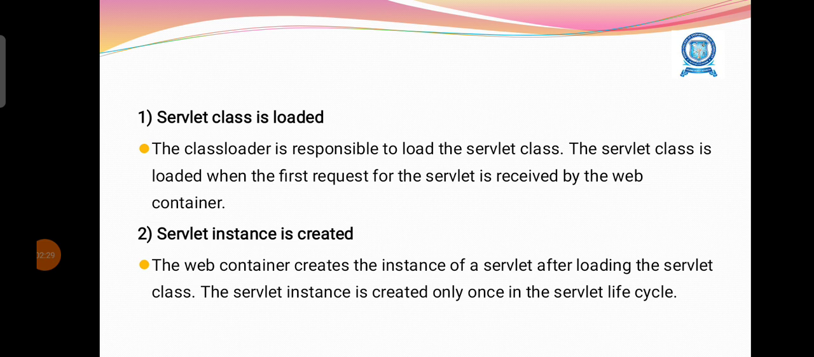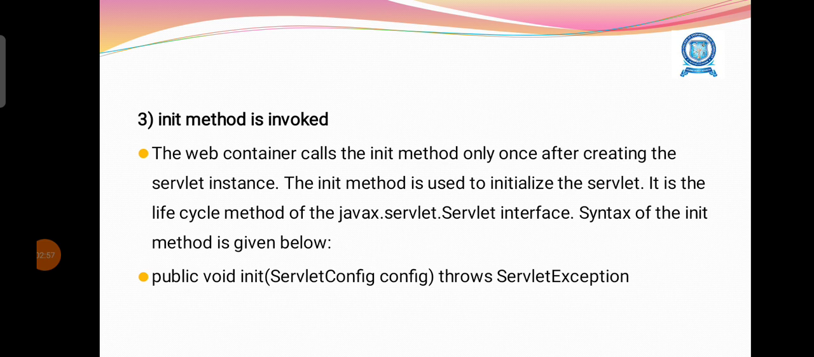The first step is that the servlet class is loaded. The class loader is responsible for loading the servlet class. The servlet class is loaded when the first request for the servlet is received by the web container. The second step is that the servlet instance is created. The web container creates the instance of a servlet after loading the servlet class. The servlet instance is created only once in the servlet lifecycle.